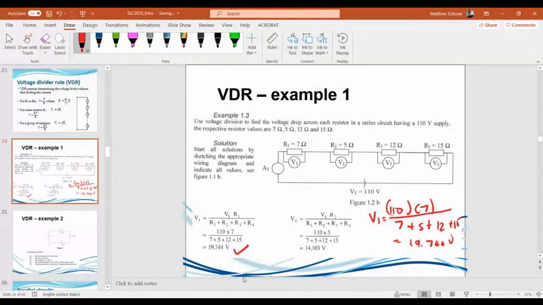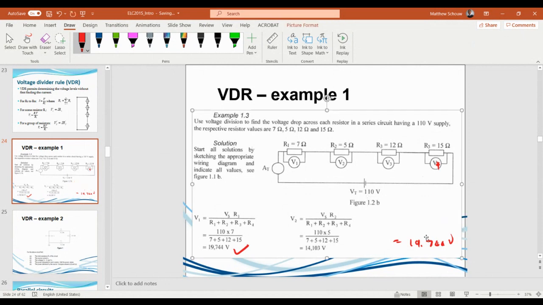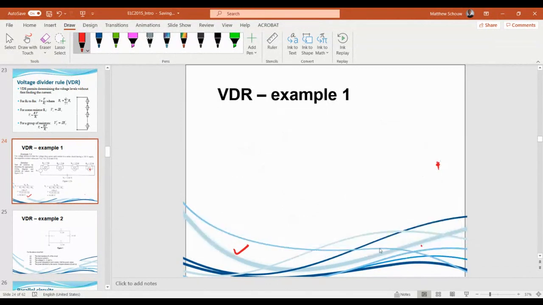Similarly, we can do exactly the same thing for the second voltage. We take the supply, times 5, because we want V2, divided by all the resistors. So what I want you guys to do now is find voltage 3 and voltage 4. Can you please find these voltages using this new rule that you just learned, the voltage division rule. A very important rule you're going to need to solve circuits. It's like a shortcut, one could say.